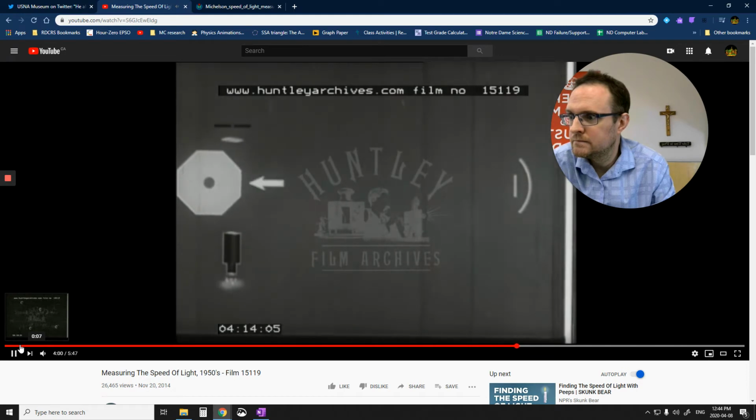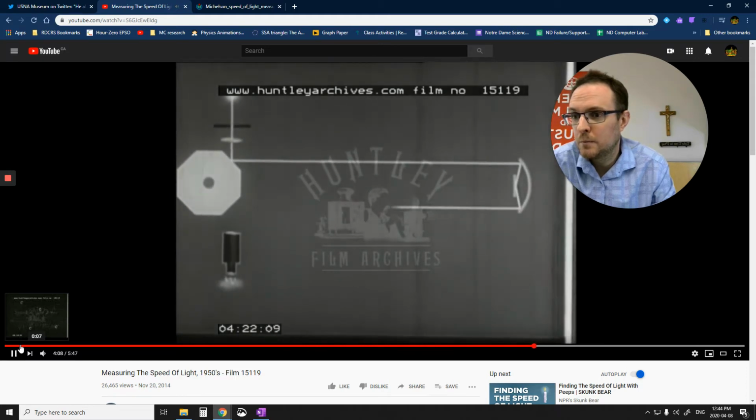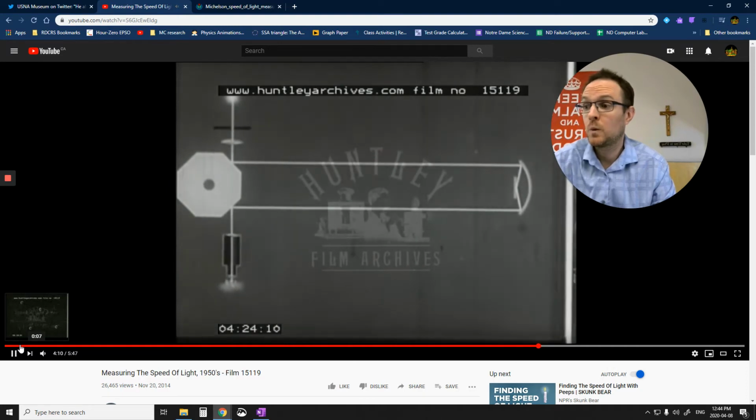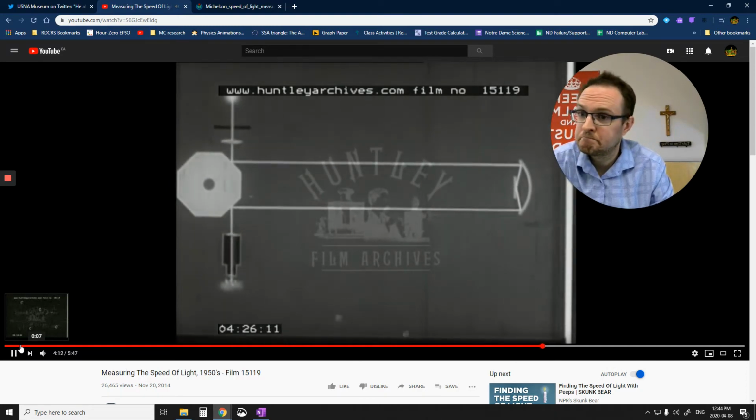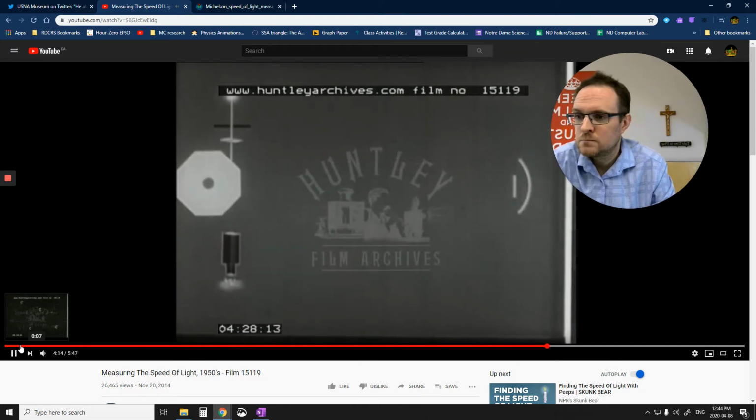We shall consider the behavior of an 8-sided mirror. Light from a source is reflected to a distant mirror. The returning light is reflected by the 8-sided mirror to a measuring point in a telescope. When the mirror is set in rotation, the light will arrive at the measuring point only if the mirror makes exactly 1/8 of a revolution in the time it takes the light to go to the distant mirror and back.